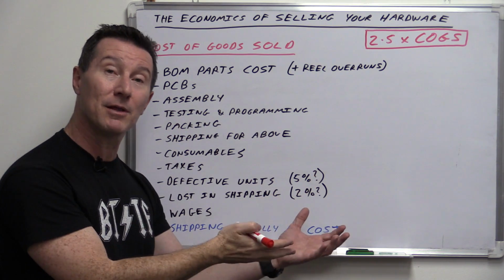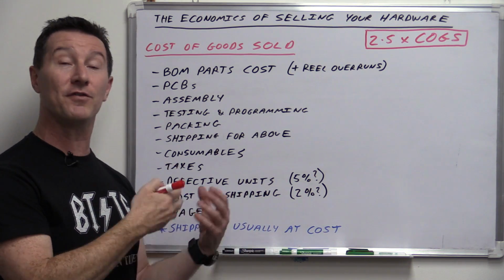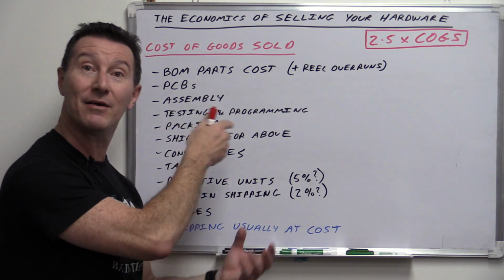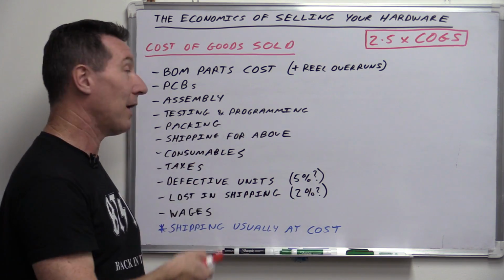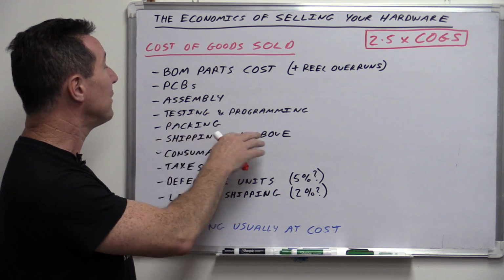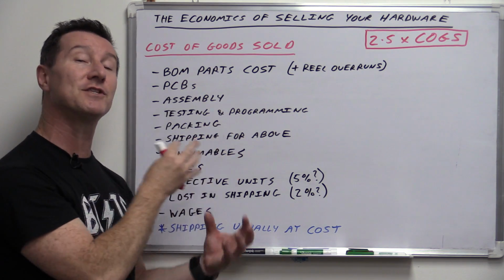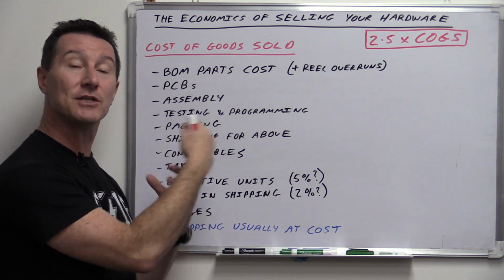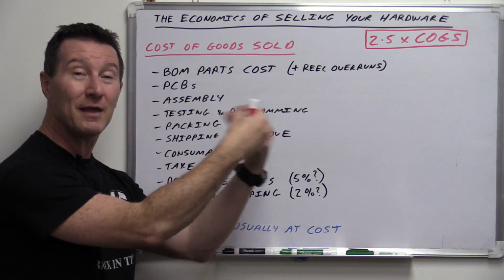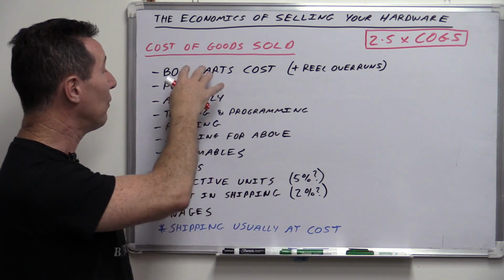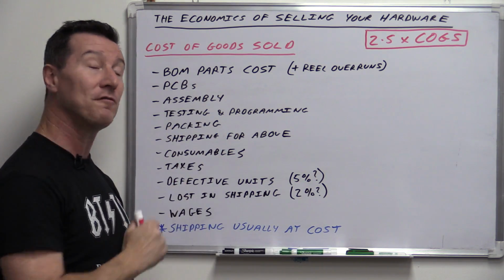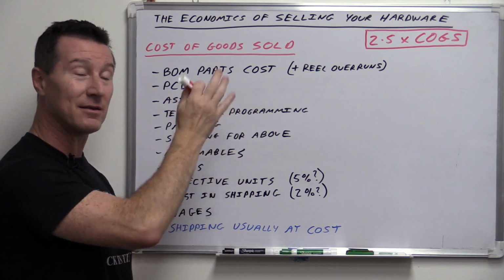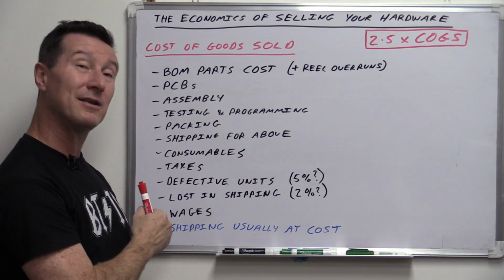Then you've got packing. Do you want your assembler to pack it, or are you going to do it yourself? If you're going to do it yourself, if you're going to hire someone to do that, then all that cost comes into it. And then you've got all the shipping for all the above. This is not shipping to the customer. This is shipping parts to you and then to your assembler, to and from, and all that sort of stuff. That can add up. Don't forget to include that. A lot of people forget that, and they wonder why they're not making as much as they should.